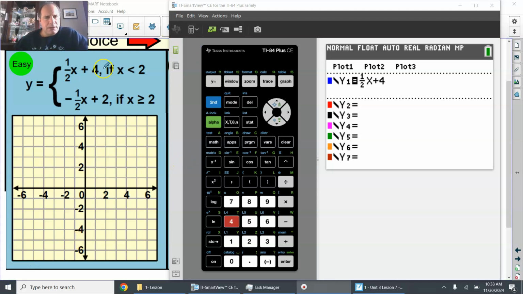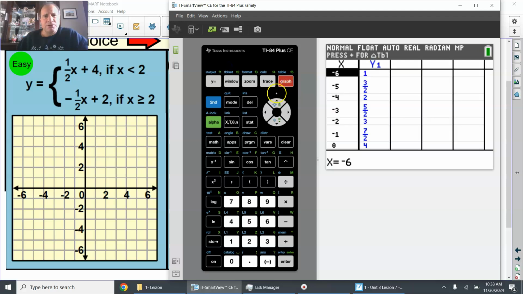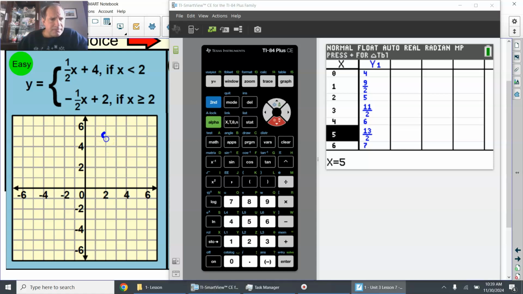Okay, here's some extra graphs here. So I put 1/2 x plus 4 in. I have to graph it if x is less than 2. So I'm not even going to the graph. I'll just go less than 2. So I know that 2 is my first point, and there's 2 right here, 2, 5. So I'm going to go to 2, and then 1, 2, 3, 4, 5 up here. It is an open circle because that is just a less than 2.